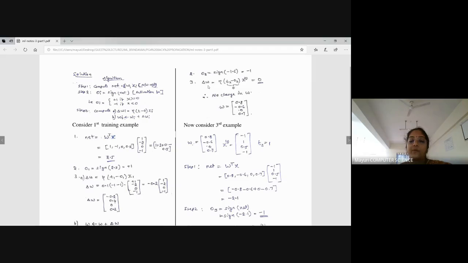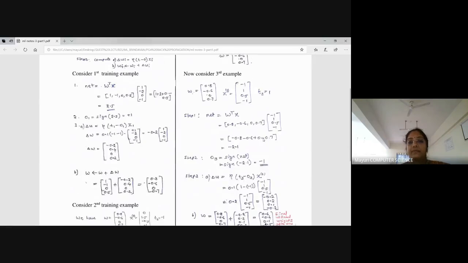How do you change the weights? Your actual weight plus delta W. Since delta W is 0, the weight is that weight itself. So no change in the weight. The same thing, then apply that with the third example. The third example is given in the question, and the target output is given in the question. The weights have no updation with respect to the previous sample, so take it as such.